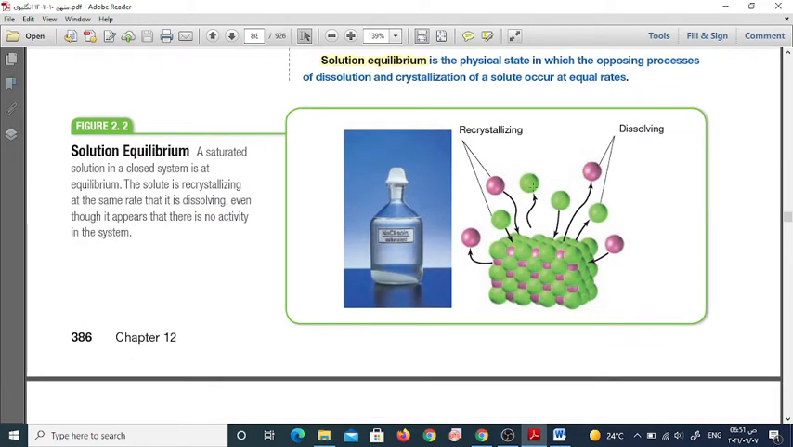Actually, the solution equilibrium is defined as the physical state in which the opposing processes of dissolution and crystallization of a solute occur at equal rates. We can say that the solution will be in equilibrium when the rate of dissolving is equal to the rate of crystallization, of precipitation. In this case, we say the solution is at equilibrium.